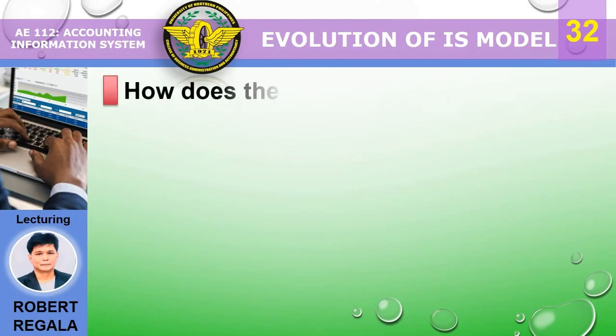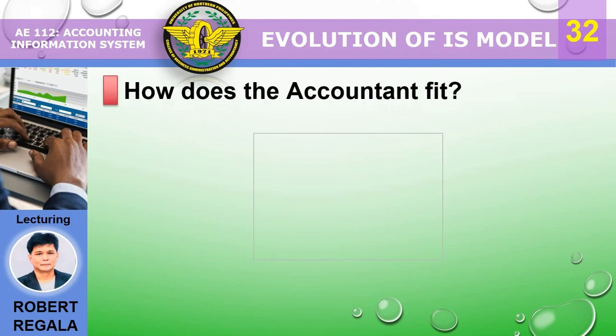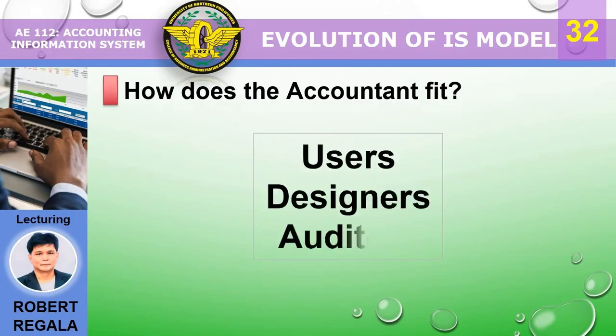How does the accountant fit? Our final topic in this chapter deals with the accountant's relationship to the information system. Accountants are primarily involved in 3 ways: as system users, designers, and auditors.